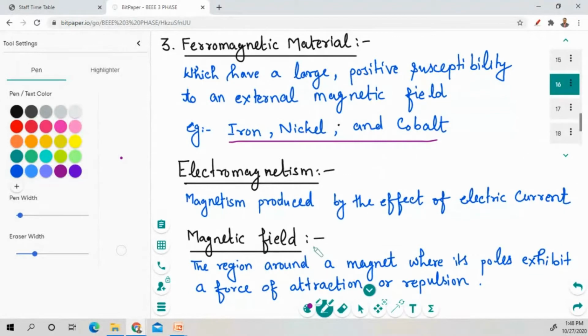Okay, so what is a magnetic field? The region around the magnet where its poles exhibit a force of attraction or repulsion. As we have seen in the last lecture, there are two poles, one is the north pole and the other is the south pole. When we bring similar poles nearby, they will repel each other. If we take two different poles, like north and south, they will attract each other. So these fields are responsible for these properties.